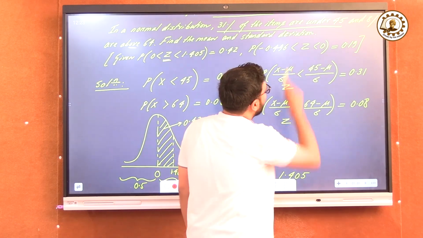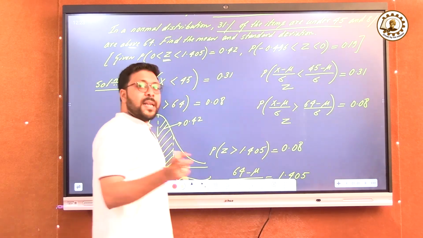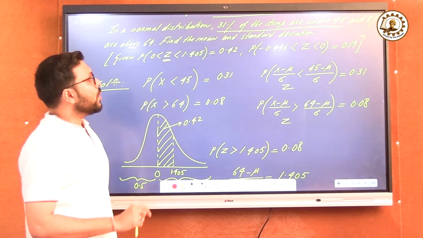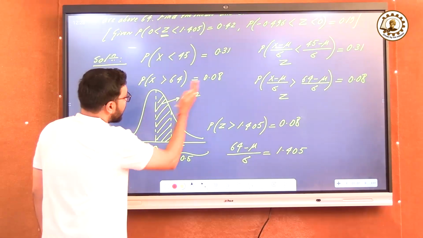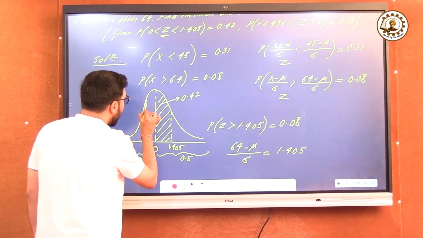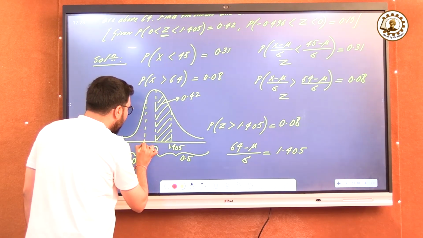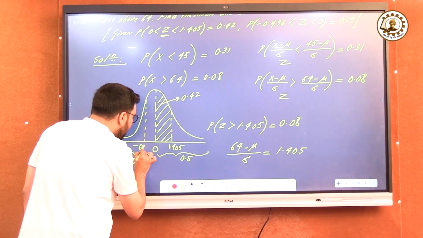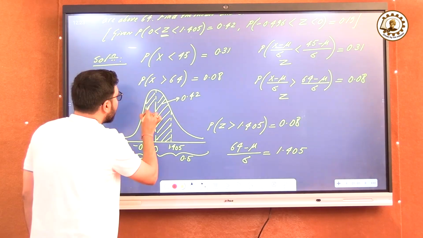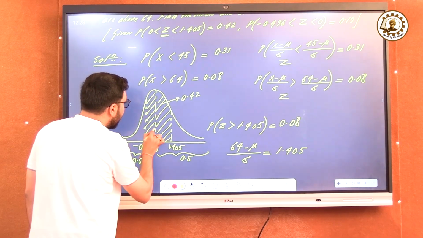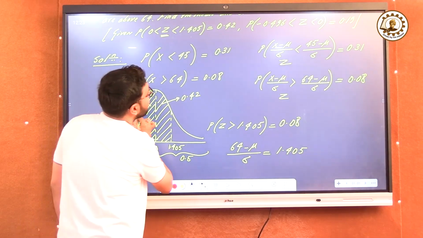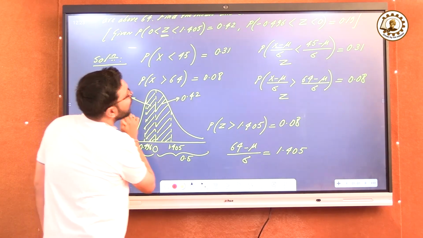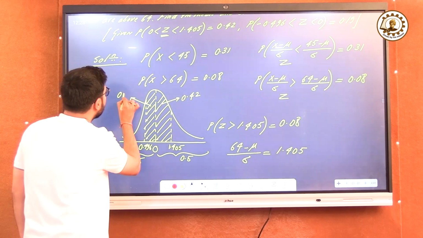The next part, let's have a look at the next information. Probability minus 0.496 less than Z less than 0 is given as 0.19. If I wish to draw it, of course this minus 0.496 is going to lie on the left side of 0. So this area, as per the question, has been given as 0.19.